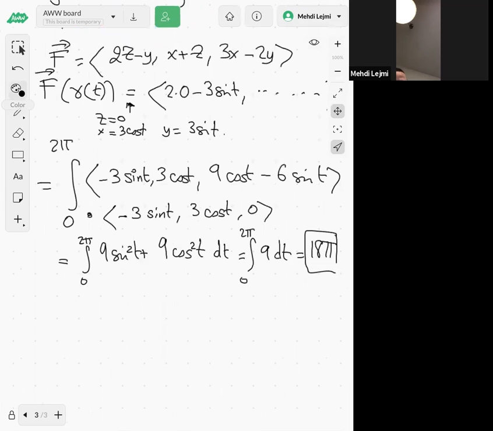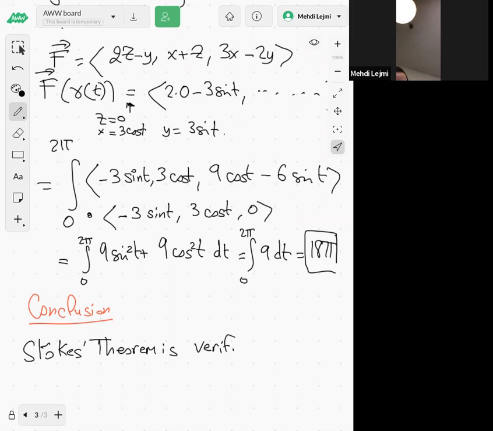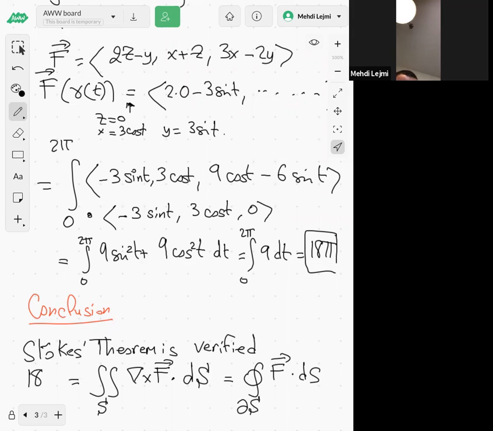So the conclusion is, of course, Stokes' theorem is verified. Both sides, the surface integral of the curl of F along the surface S, and the line integral of my vector field F along the boundary of S, are equal. So both are equal to 18 pi. All right.